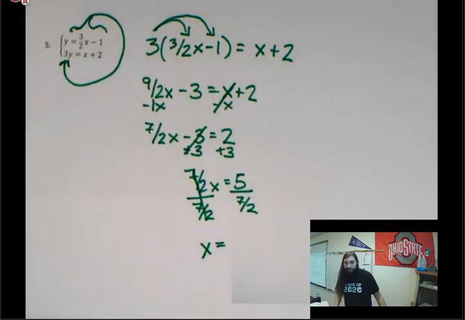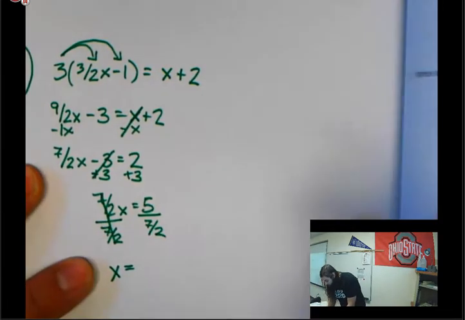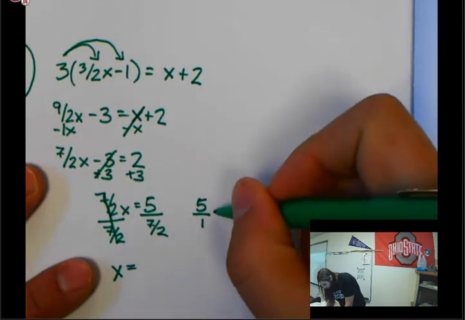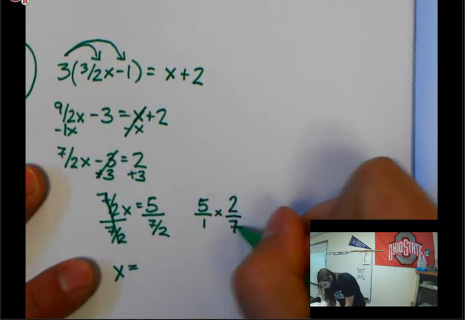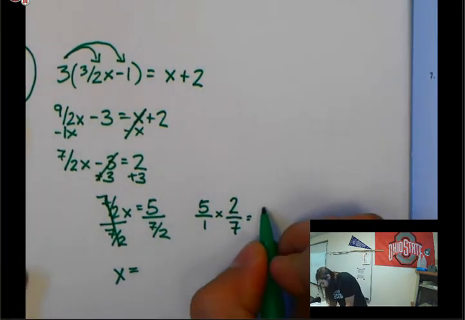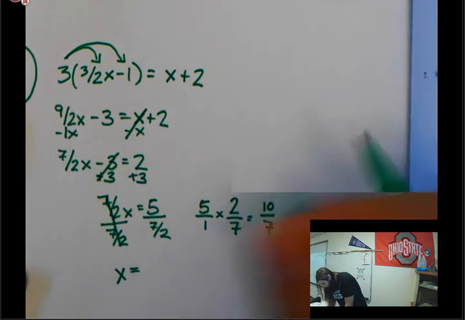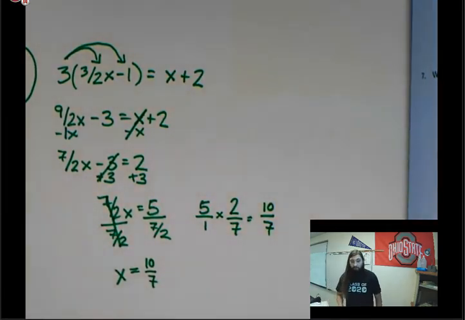And then we're going to have 5 divided by 7/2. So we're dividing a whole number by a fraction. That means we're going to have to do 5 over 1, keep, change, flip. We keep that, change that to multiplication, and flip it to 2 over 7. Multiply straight across, and that's going to give us 10 over 7 as our value here. And so our answer for x is 10/7.